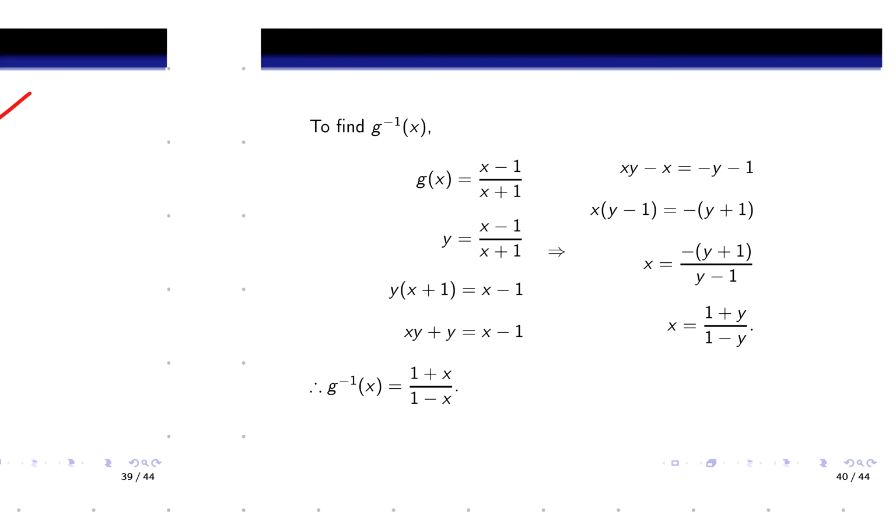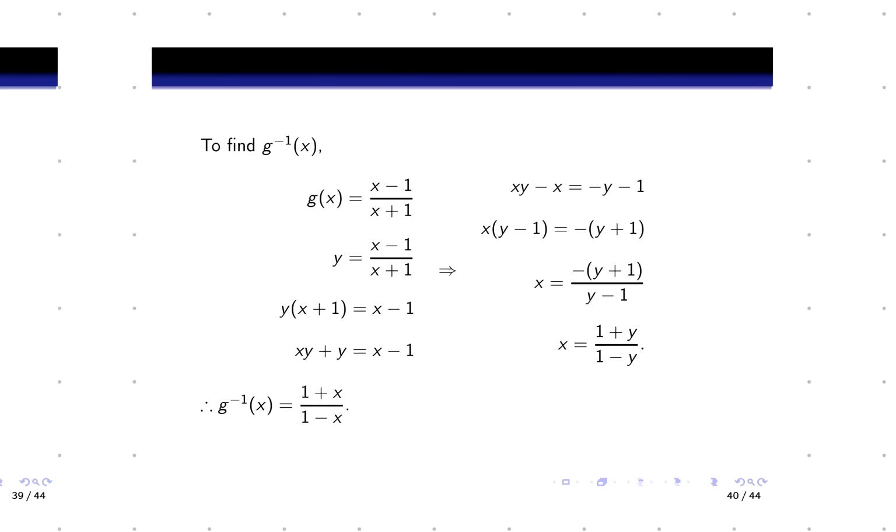To find g inverse of x, of course, you have g of x equals x minus 1 over x plus 1. Again, call this y as usual. So you have y equals x minus 1 over x plus 1. Next, cross multiply. So you have y times x plus 1 equals 1 times x minus 1. So you have y into x plus 1, equals x minus 1. y times x is xy, y times 1 is y. Then you have x minus 1.